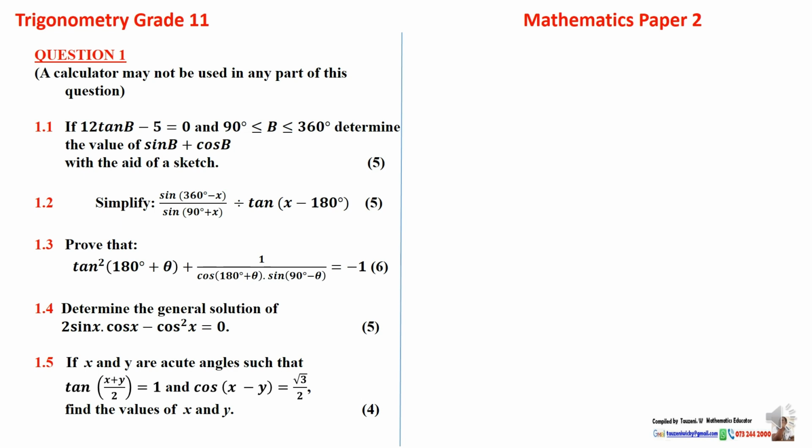Right, question number 1.3. We want to simplify this expression and show that it is equal to negative 1 as is required. Prove that tan squared of 180 plus theta plus 1 over cos of 180 plus theta times sin of 90 minus theta is equal to negative 1. So this is pretty much the same as the previous question. If you see 180 or the multiples of 180, then remember reduction formulas.